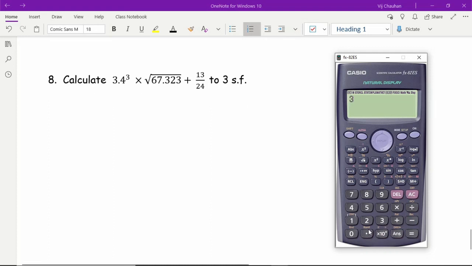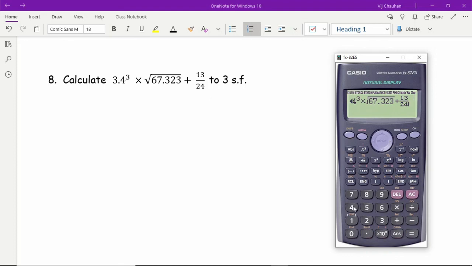Make sure that hopefully you've got a 2-line display calculator, which makes these types of questions very easy. What we've got to make sure of is that we're entering the question exactly how it's shown. So we're going to do 3.4 cubed, times, we need to scroll across, the square root of 67.323, scroll across, plus, and then get our fraction button of 13 over 24.